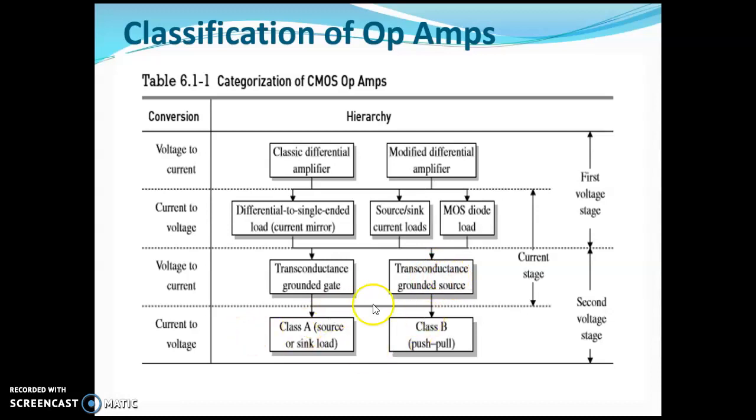And in the output stage you will see the class A amplifiers and the class B amplifiers. For the class A amplifier you can use the source or sink load, and for class B you will be using the push-pull amplifiers.